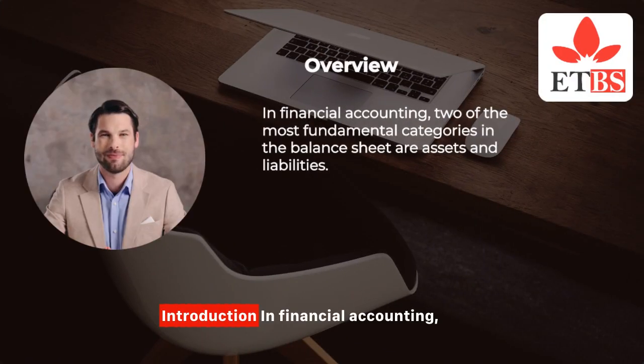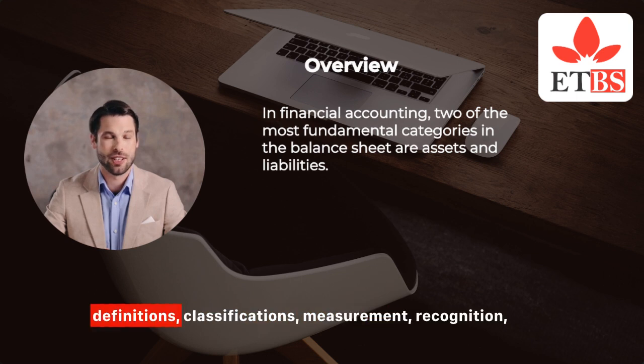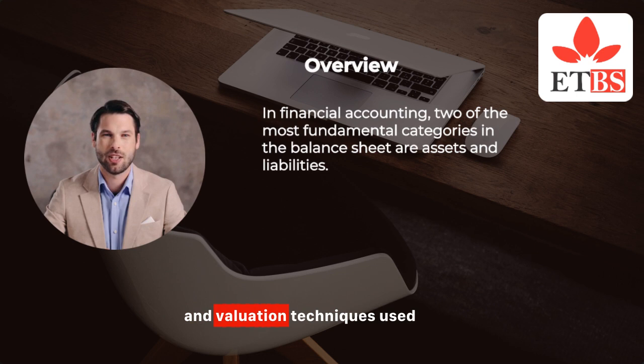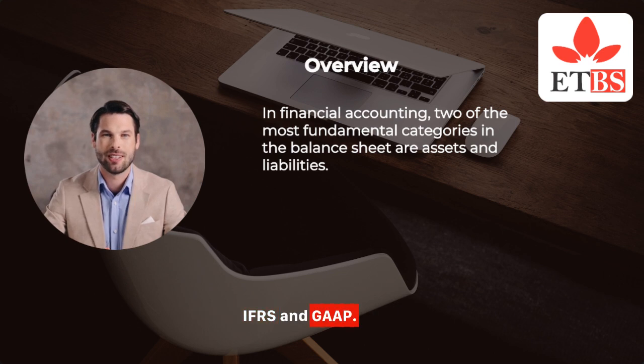Introduction. In financial accounting, two of the most fundamental categories in the balance sheet are assets and liabilities. These represent what a business owns and owes, respectively. Proper accounting for assets and liabilities is crucial for presenting a true and fair view of a company's financial health. This module delves into definitions, classifications, measurement, recognition, and valuation techniques used in tracking assets and liabilities under widely accepted accounting frameworks such as IFRS and GAAP.